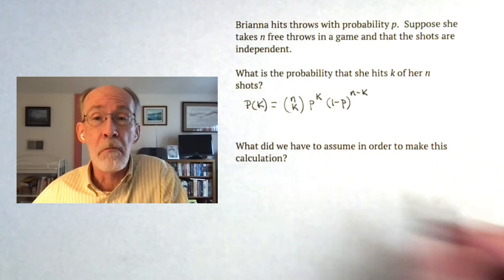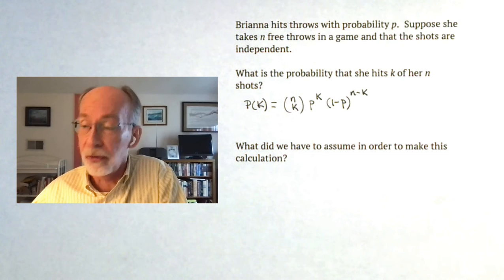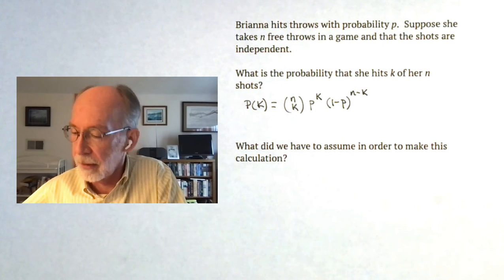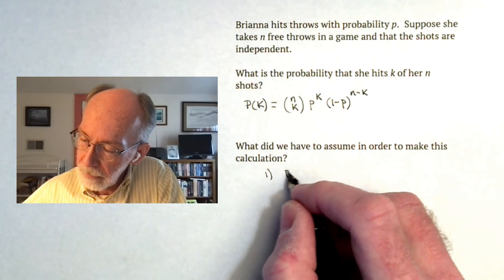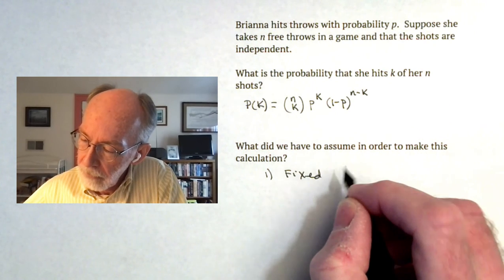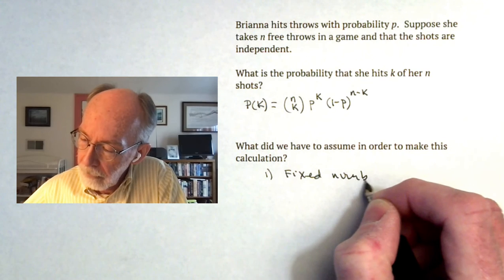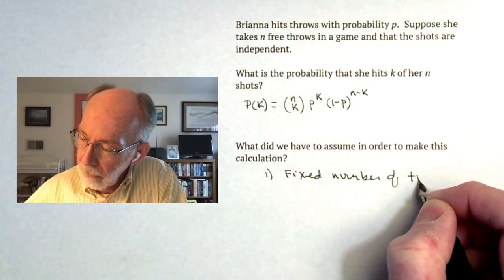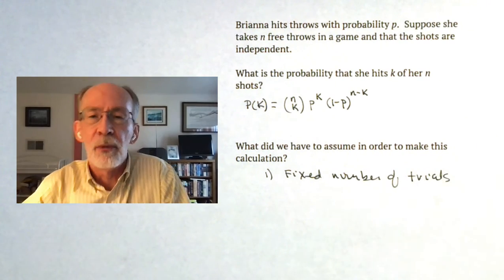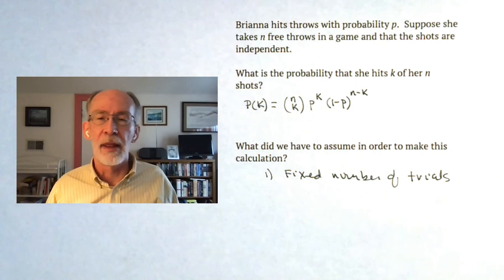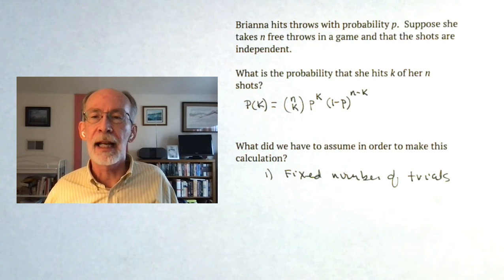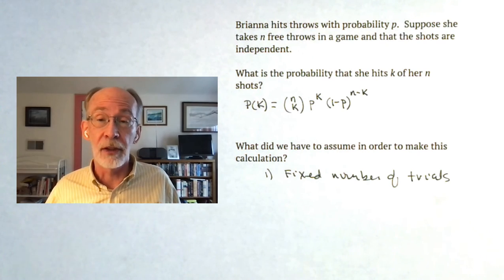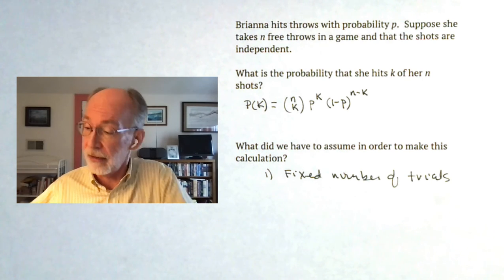What do we have to assume? Or what are the conditions that we have to have in play before we can use this formula? Number 1, we have to have a fixed number of trials. So it's not one of these situations where we maybe keep going until a certain thing happens, or keep going until something happens a given number of times. We're deciding ahead of time there's going to be a fixed number of trials. In our first numerical example, it was 5 shots. Here we generalized it to N shots.